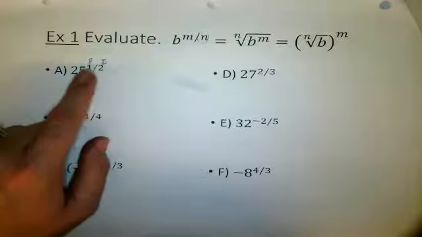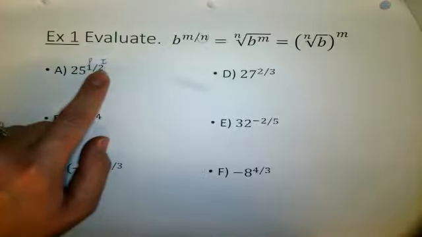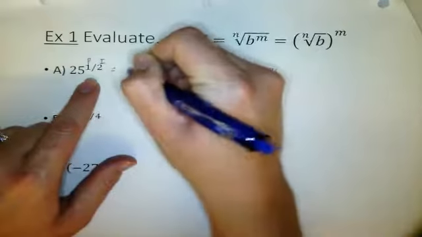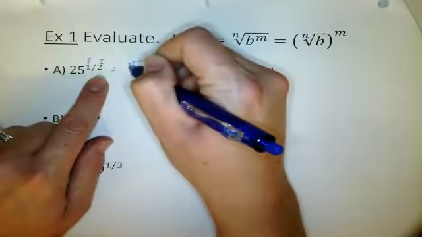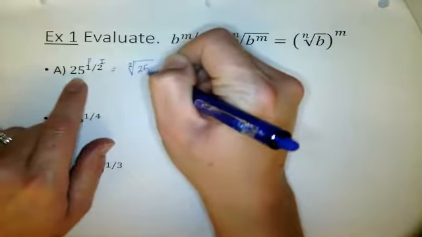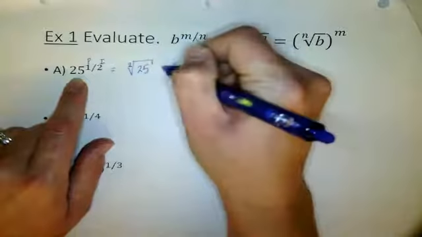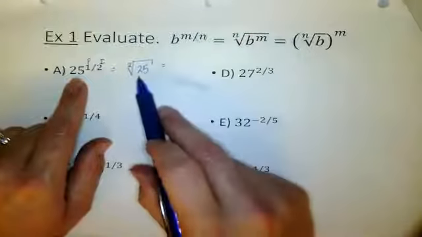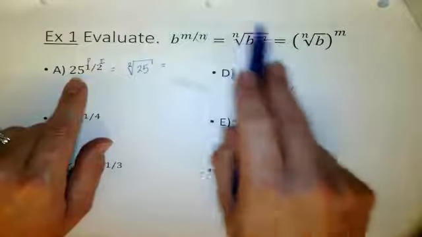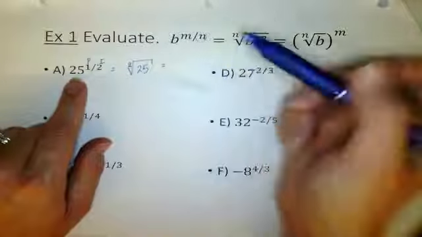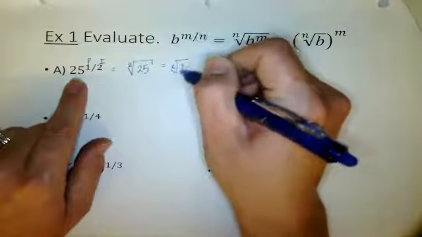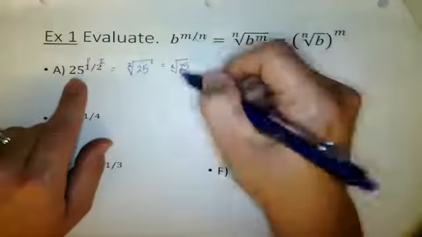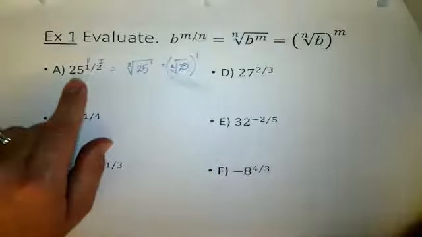Okay, so I like to think power over index, PI, and so I can rewrite this as a root. What's the index? 2, and then we have 25 to the first power. So I could write it this way, or I could do it this way, where my power of 1 is on the last thing I do.